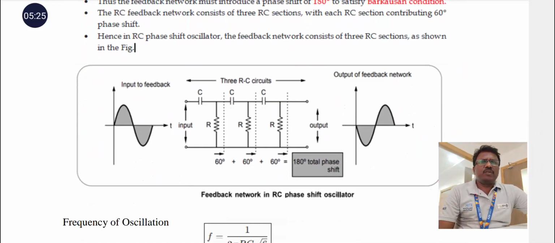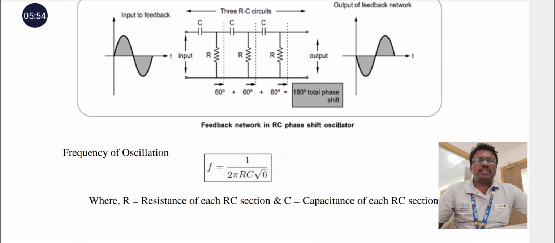Observe the waveform. The output waveform is inverted, a 180 degree phase difference with respect to the input waveform. So this 180 degree phase shift from the RC network together with the 180 degree phase shift from the amplifier gives a total of 360 degrees. Hence the feedback signal is in phase with the input and continuous oscillations are initiated.